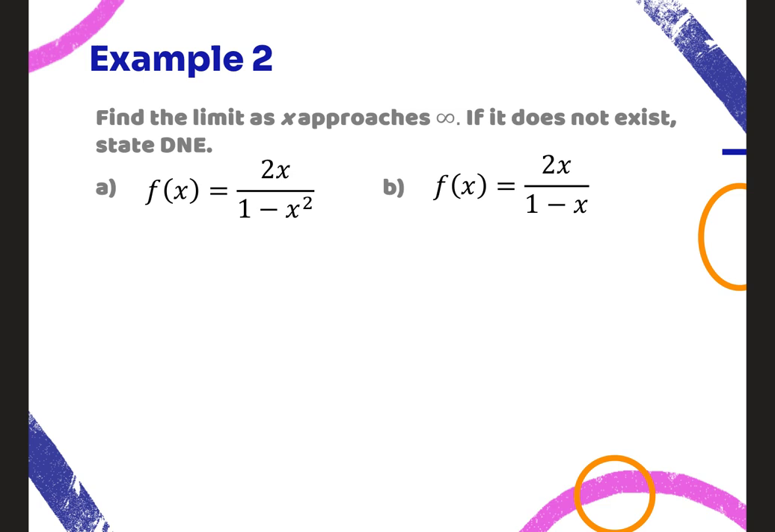All right, example 2, find the limit as x approaches infinity. If it does not exist, state DNE. Notice it just says positive infinity, so we are only working at the right side of my graph right now. If it said negative and positive infinity, then it would be both ends. So the limit as x approaches infinity is how I would write it.